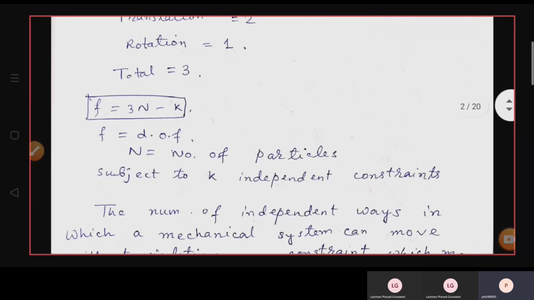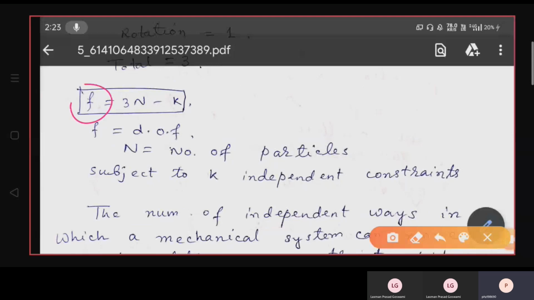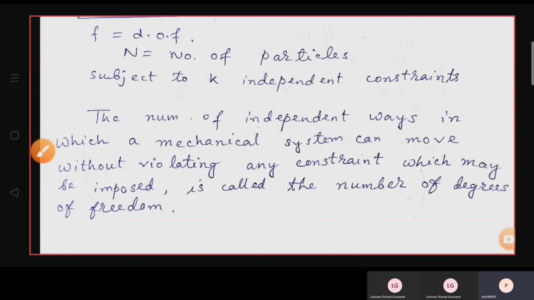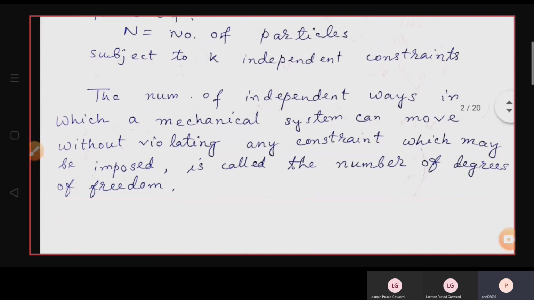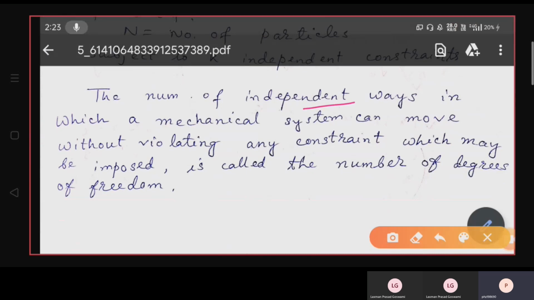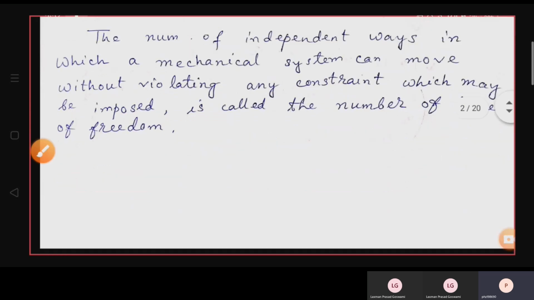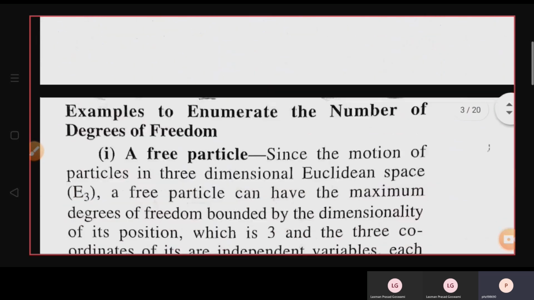Now the formula to find the degrees of freedom is F equals 3n minus k, where n is the number of particles subjected to k independent constraints. Now we shall understand the meaning of degrees of freedom. The degrees of freedom is the number of independent ways in which a mechanical system can move without violating any constraint which may be imposed. It is also the number of independent coordinates that can describe its motion. This is called degrees of freedom.